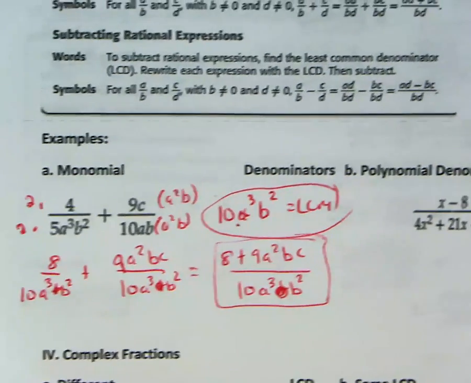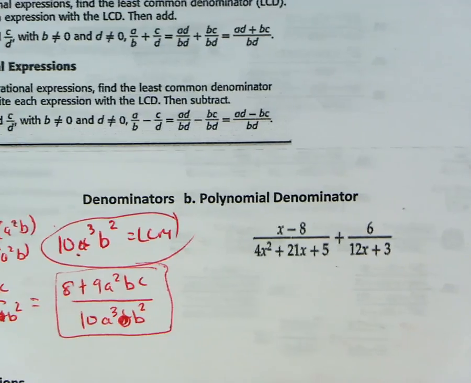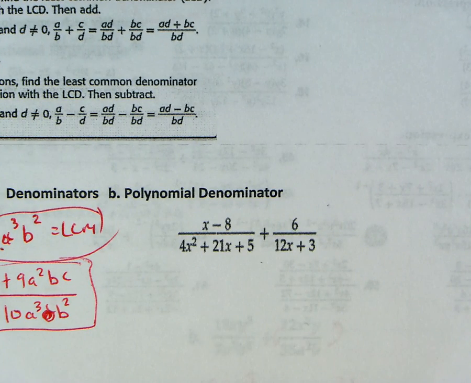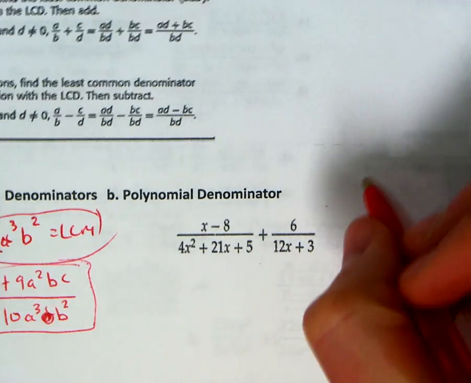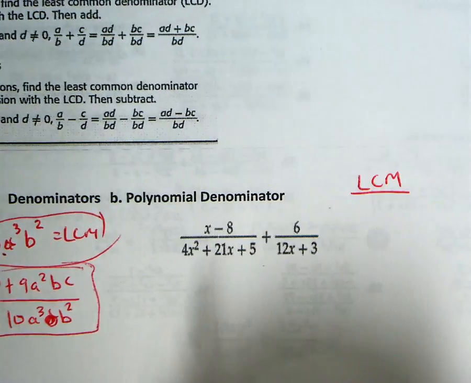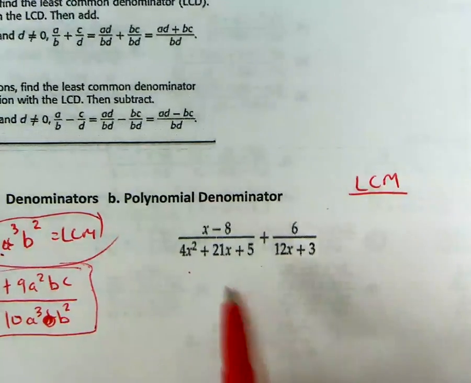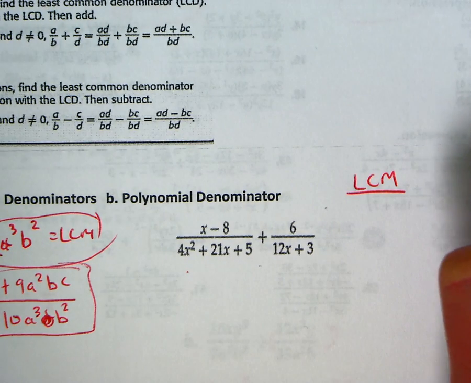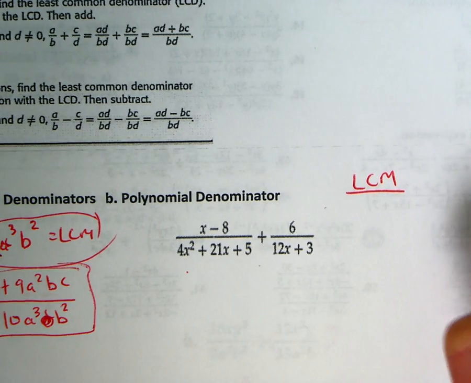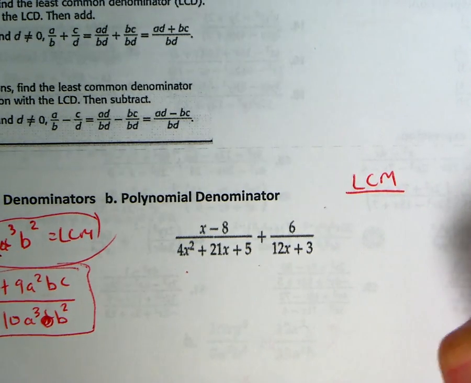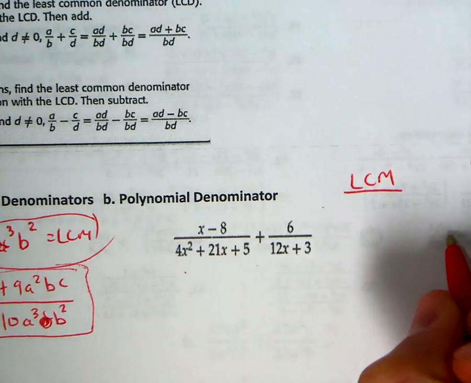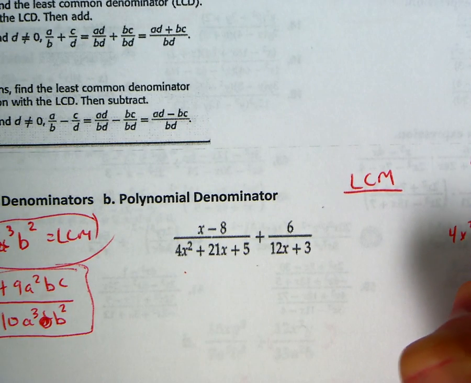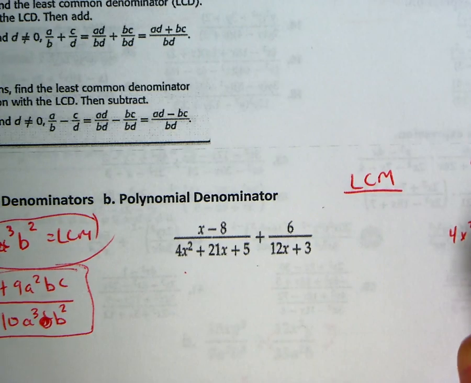The second part, then, polynomials with denominators, actual polynomial ones. And here, we need to find the correct LCM again. So the LCM here. This is going to be where we're going to need to factor this. So 4x squared plus 21x plus 5. I need to find two numbers that multiply to 20 and add to 21. Well, 20 and 1. So I have 4x squared plus 20x plus 1x plus 5.